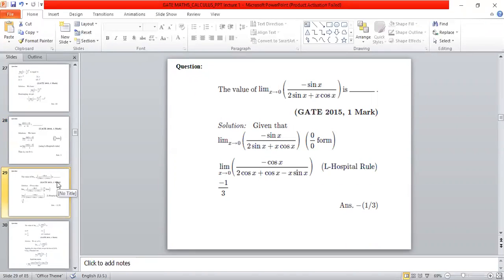Here is the next question. Again, 0 by 0 form. So you have to use L'Hospital. Derivative of numerator, derivative of denominator. So we'll get the answer minus 1 by 3.